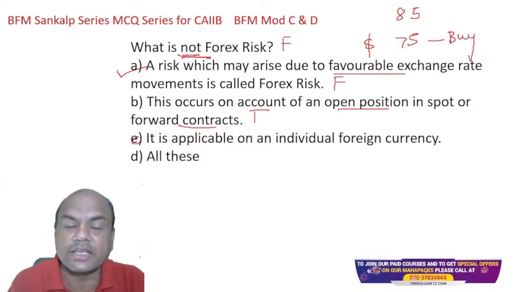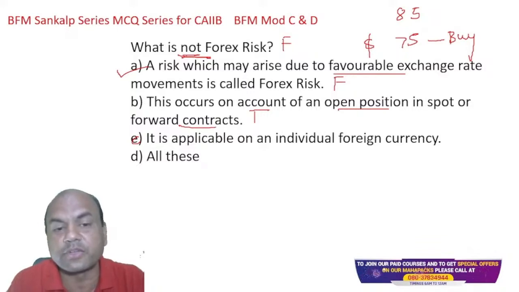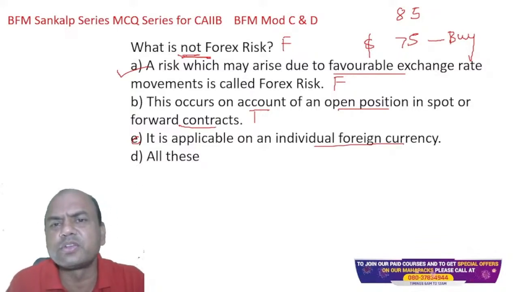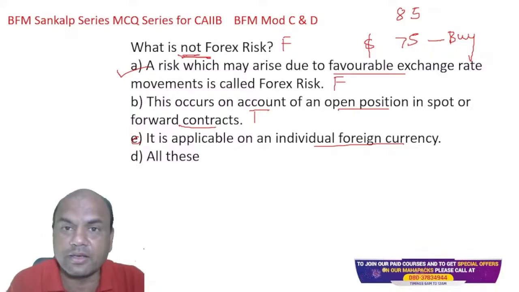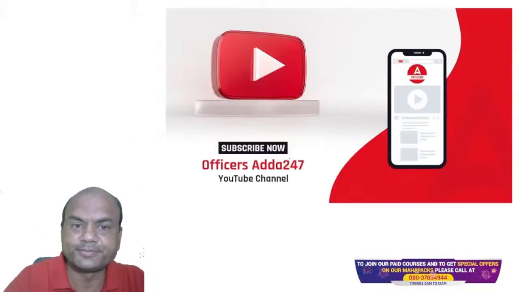Now just for checking this, as we are in study mode: it is applicable to individual foreign currency. That is also true. Individual foreign currency means same logic. I bought dollars at 75 rupees and now it is 70, then it is applicable, right? So this is true.